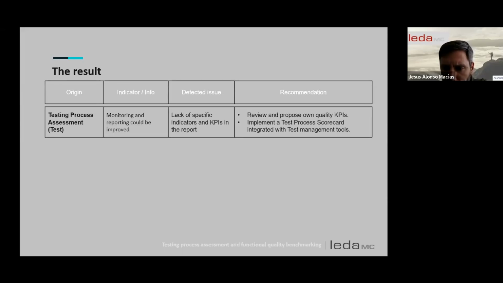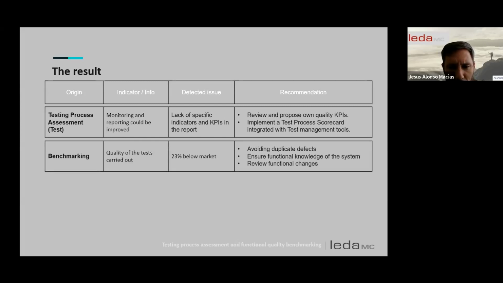Remember that we had identified some KPIs were missing in the reports. This was discovered by doing the assessment. The recommendation is obvious: review and propose indicators appropriate to the project and propose a scorecard.